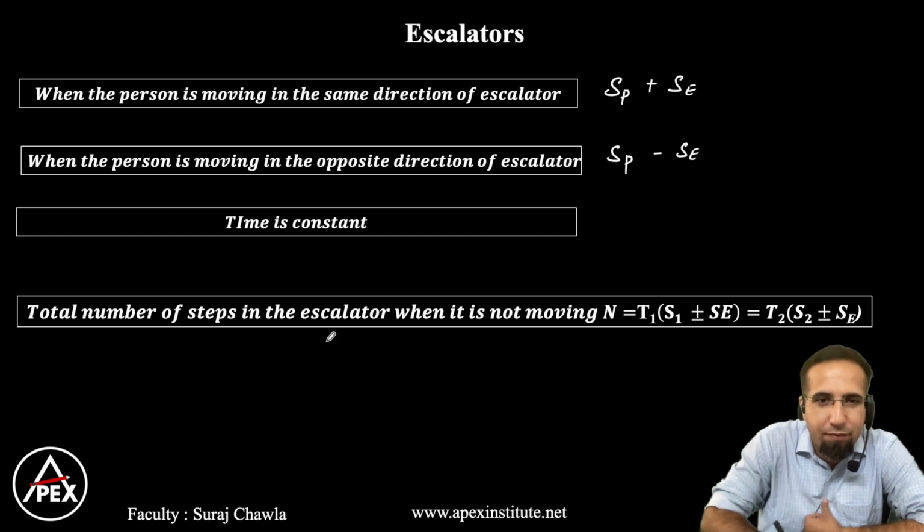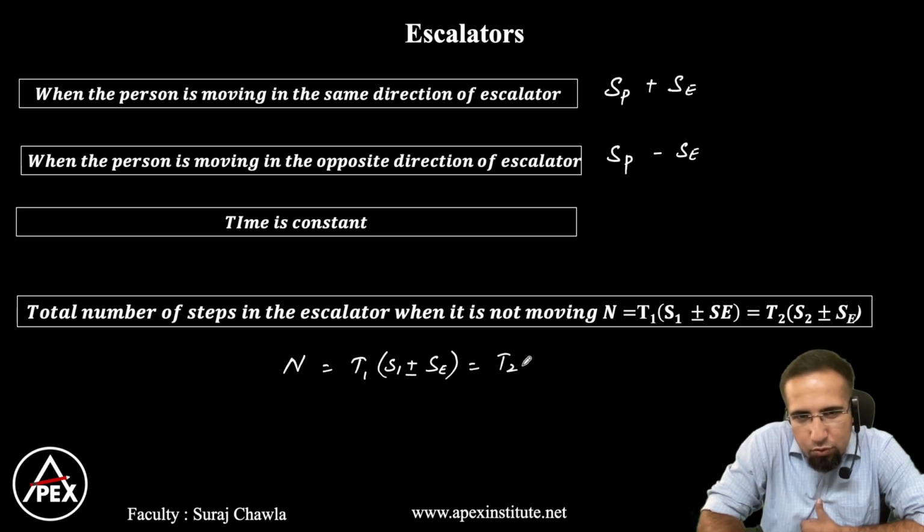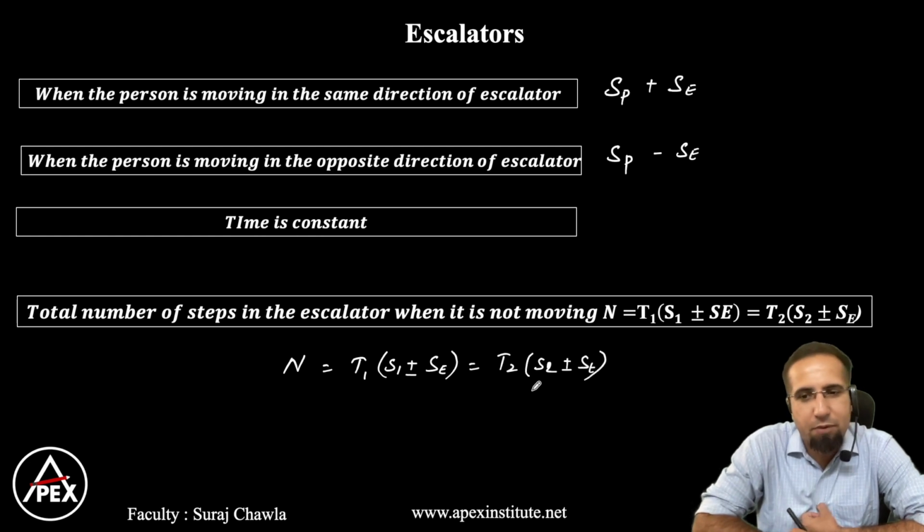And that's why the formula that we look at is the number of steps, since the time taken for both bodies is the same. That is, T1 into speed of person 1 plus or minus speed of the escalator, which is equal to, let's say, T2 into speed of person 2 plus or minus speed of escalator. This becomes our required answer.